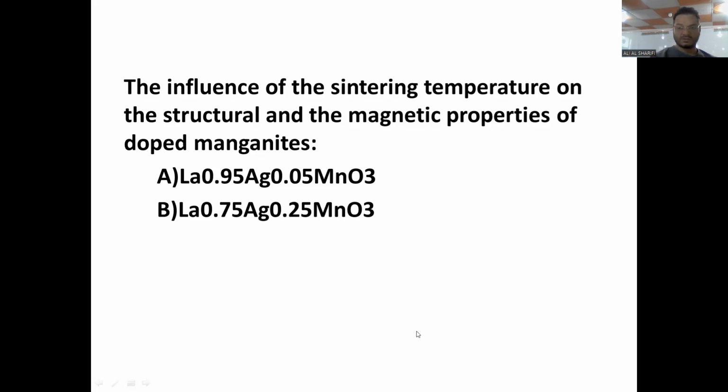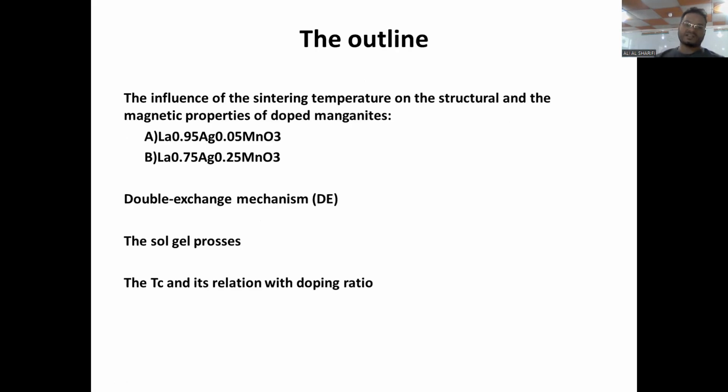Let me change this slide. Yes, now it's the first slide, the outline. We'll explain the important information about this article, the influence of sintering temperature on the structure and the magnetic properties, using silver as the doping element. We will use two different doping ratios. We'll take a simple idea about the double exchange mechanism and the sol-gel process here.